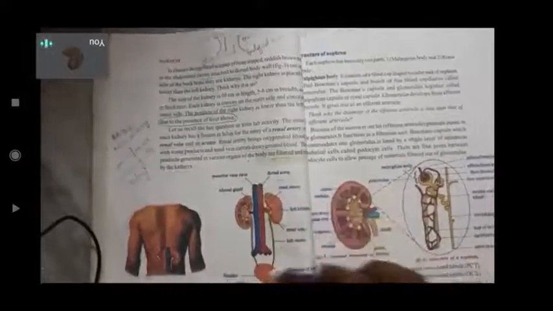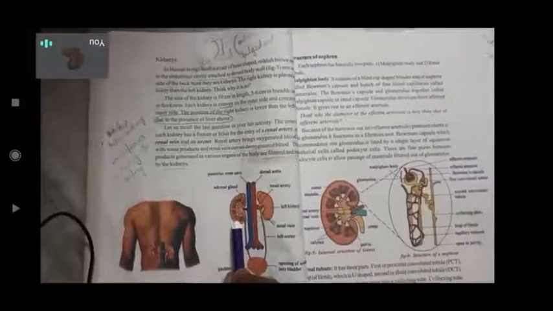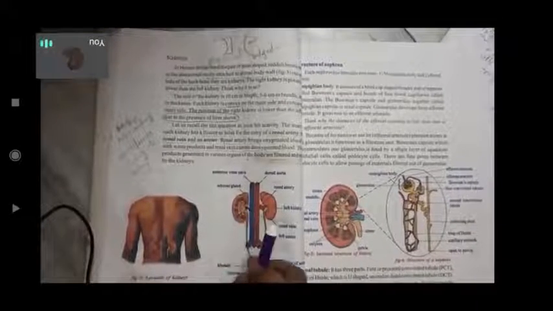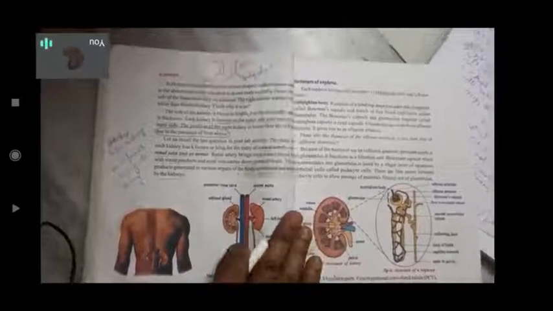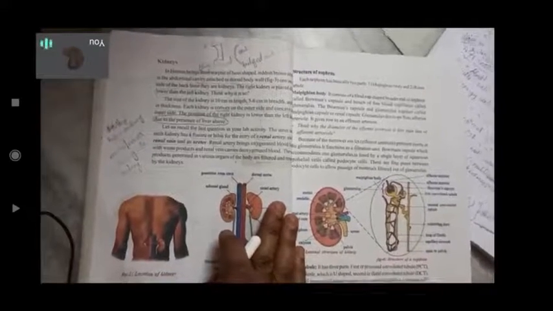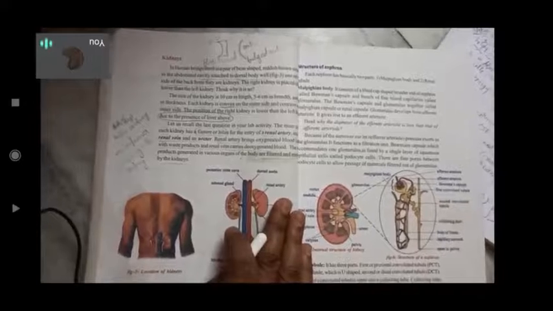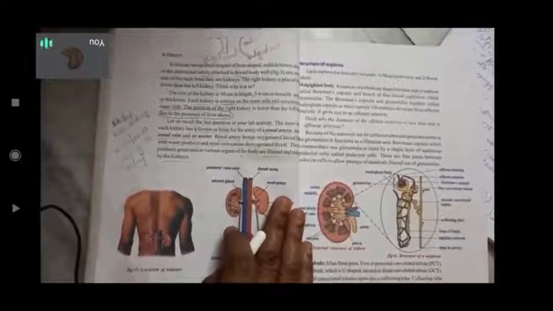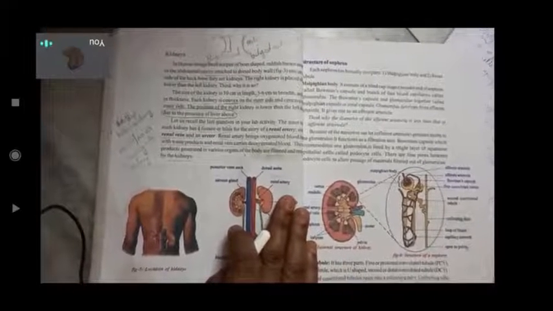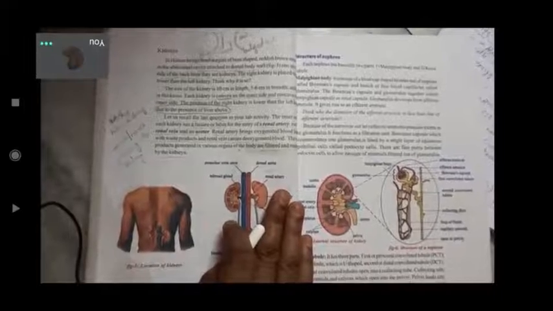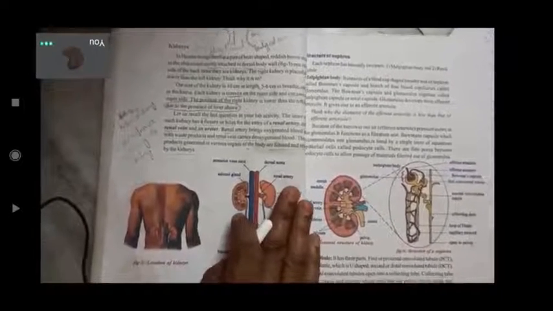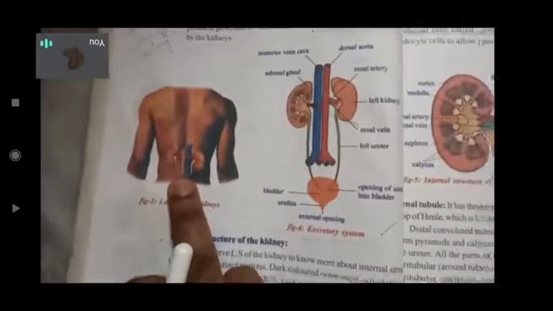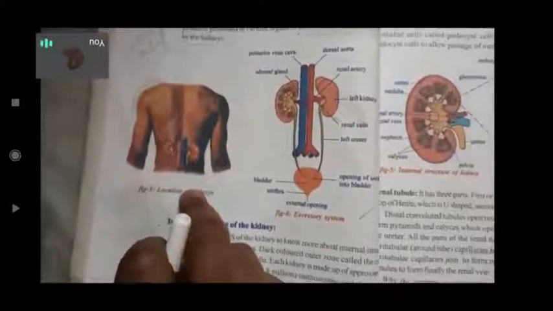In the excretory system, 3 tubes are attached to the left kidney and 3 tubes are attached to the right kidney. Don't get confused here. I think you got clear information. Blood from various organs of the body is filtered through the kidneys, and the waste material produced by the various organs will be removed by the kidneys. So just observe, children, the location of the kidneys in the human body is like this.